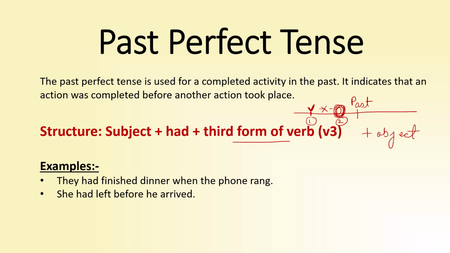For example, they had finished dinner when the phone rang. Here, "finished" is the third form of the verb finish. She had left before he arrived. Okay, see, here we can also see there are two events. She had left before he arrived. If we see the number line, this is the past, and she had left here only, before he arrived.